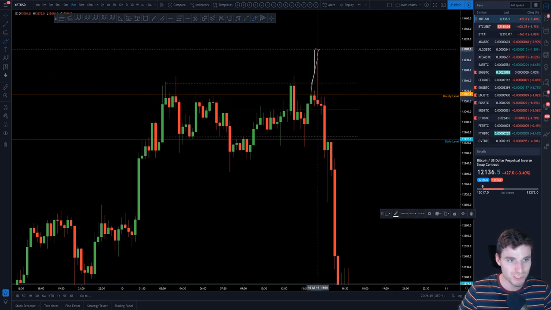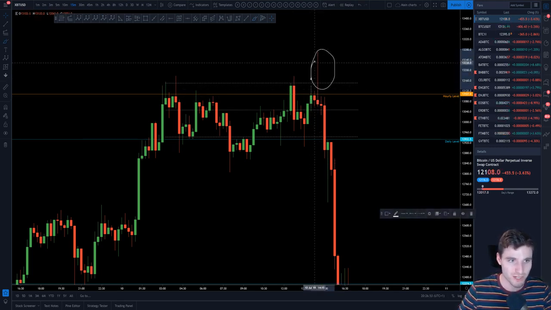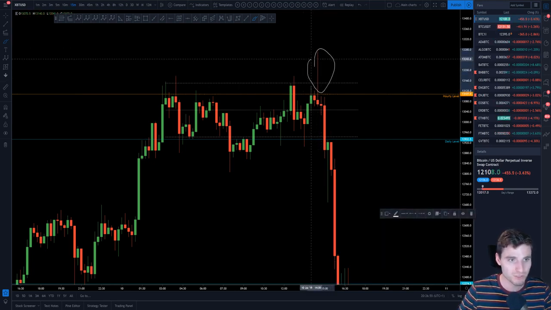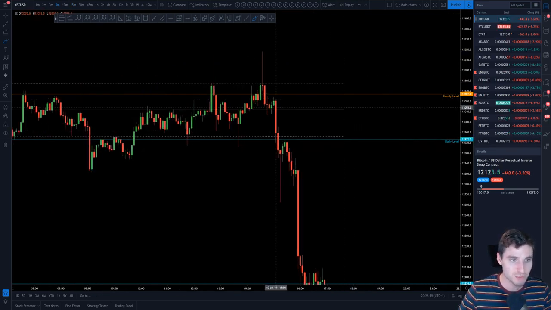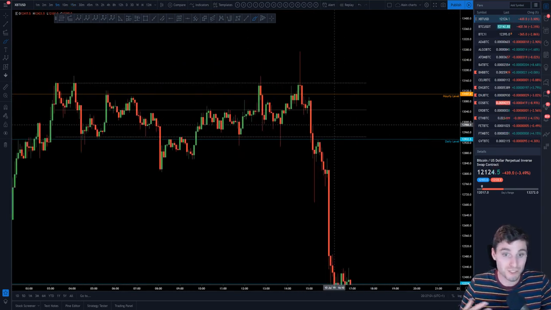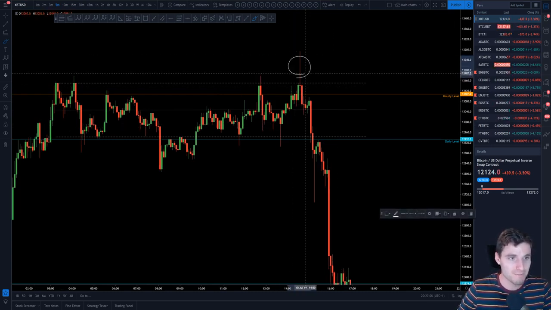I did not short this candle because I wasn't at my computer. Bit annoying because I would have shorted this every day of the week, but I was not at my computer, so I could not short this. But no, doesn't matter. This is why you get retests. So why do you get retests? You get retests because of people like me that miss out on this.